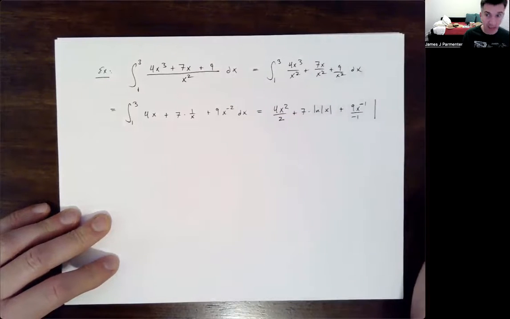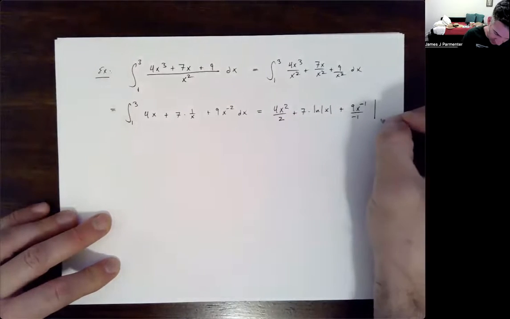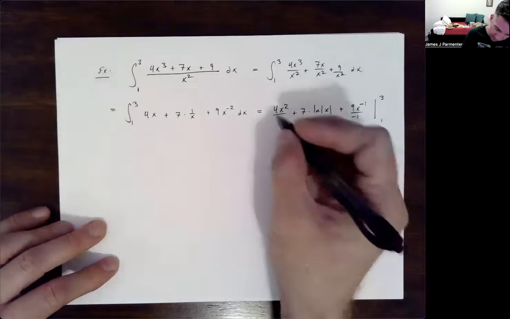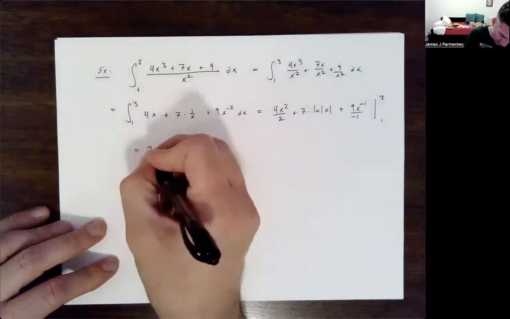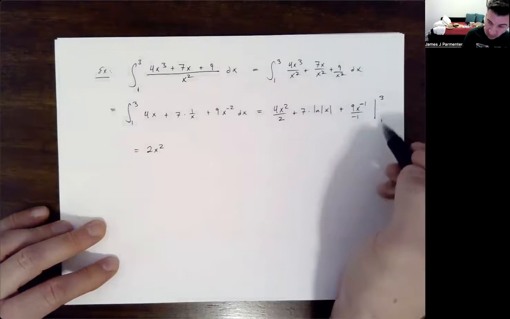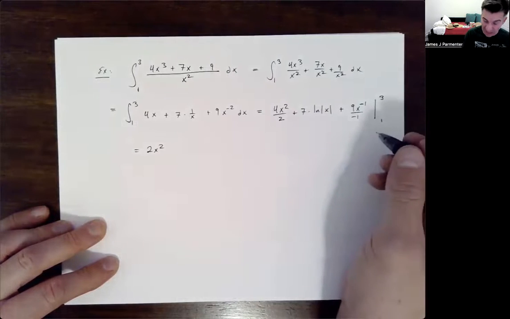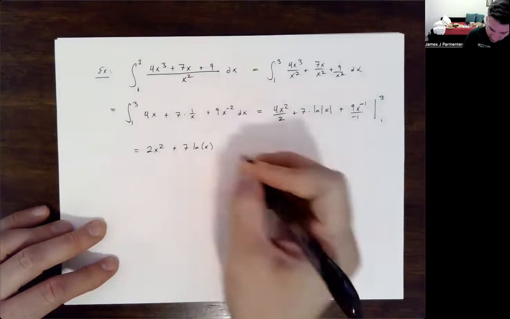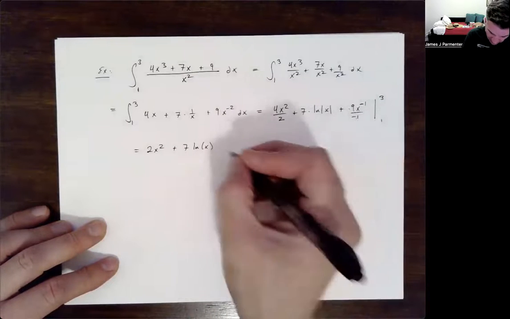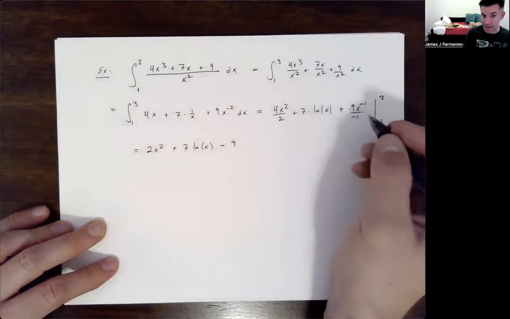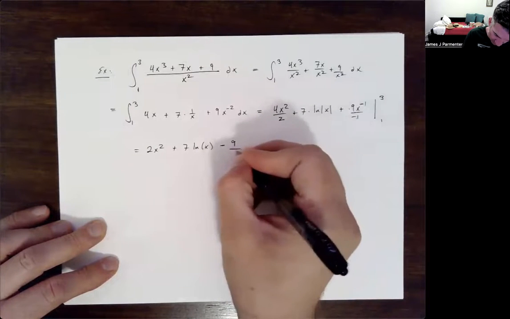I don't need a plus c because it's definite. I'm going to evaluate from 1 to 3. I would make my life a little bit simpler here. 4 divided by 2 is 2x squared. I can drop the absolute value here because both the numbers I'm going to plug in are going to be positive, so I don't really need that anymore, although it's totally fine to still write it. And then finally, 9 divided by negative 1 is negative 9, and x to the negative first is the same as dividing by x to the first. So I write this as negative 9 over x.